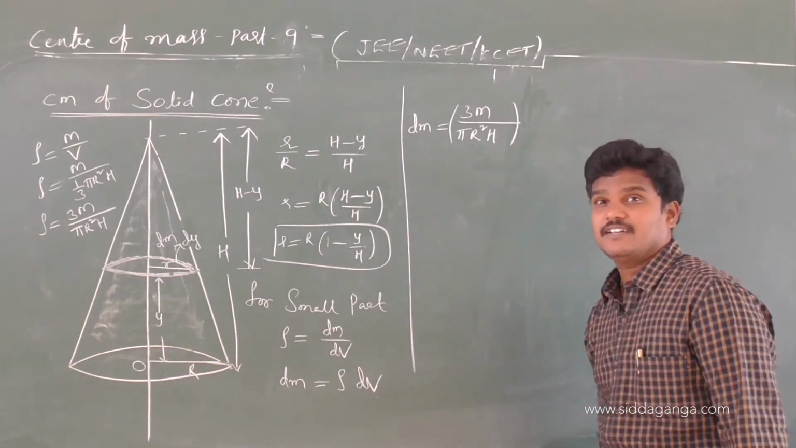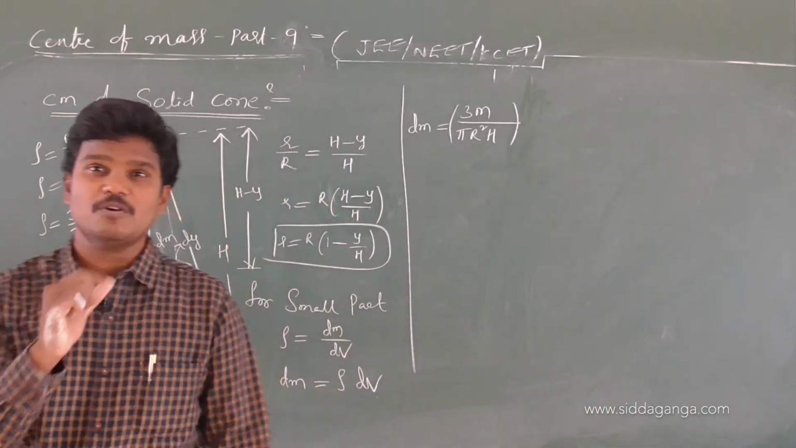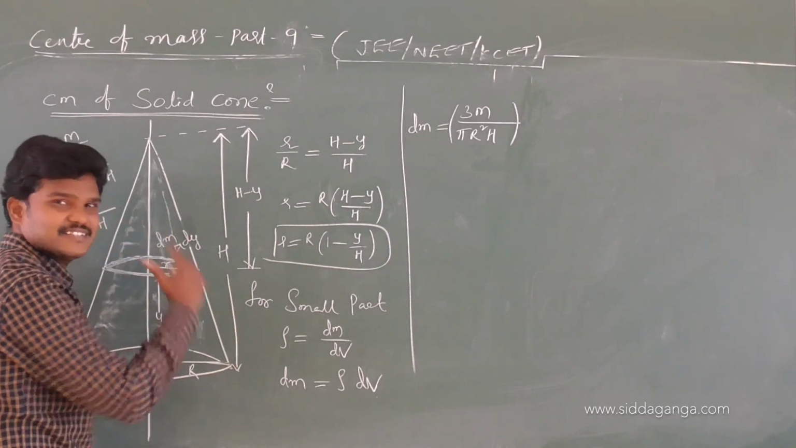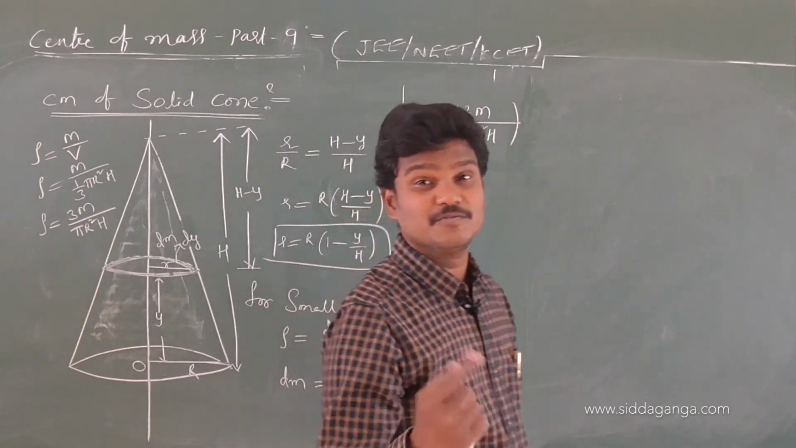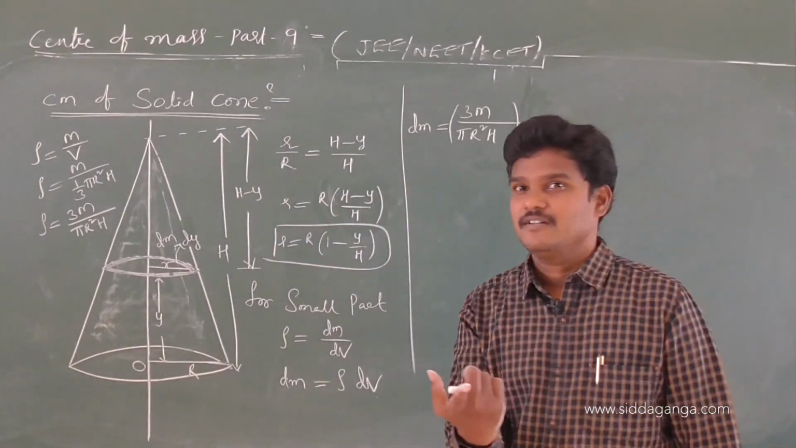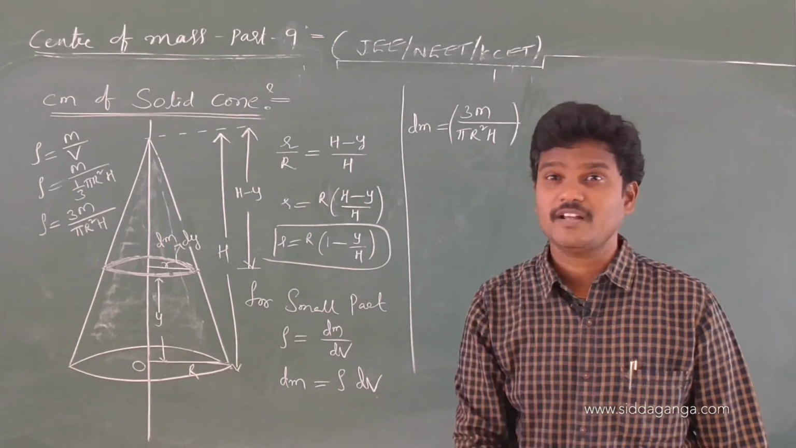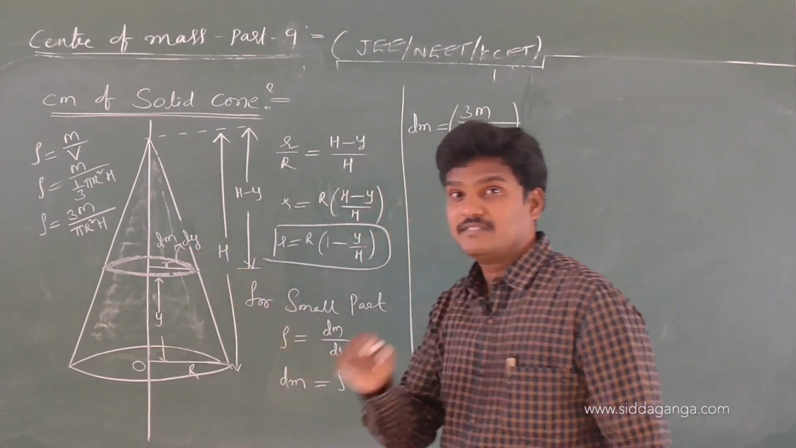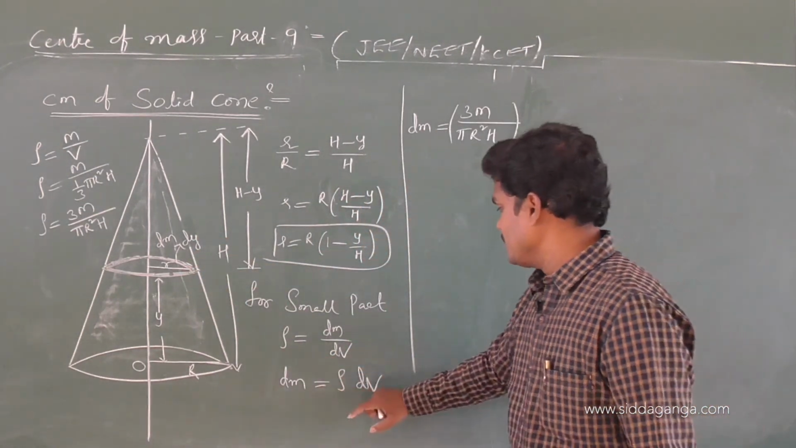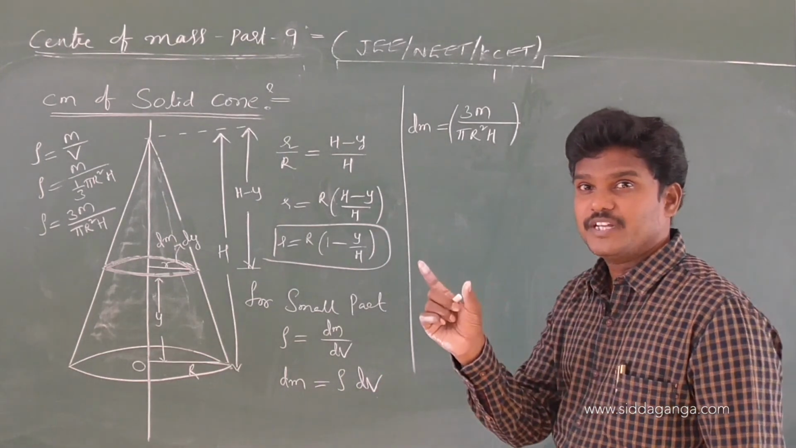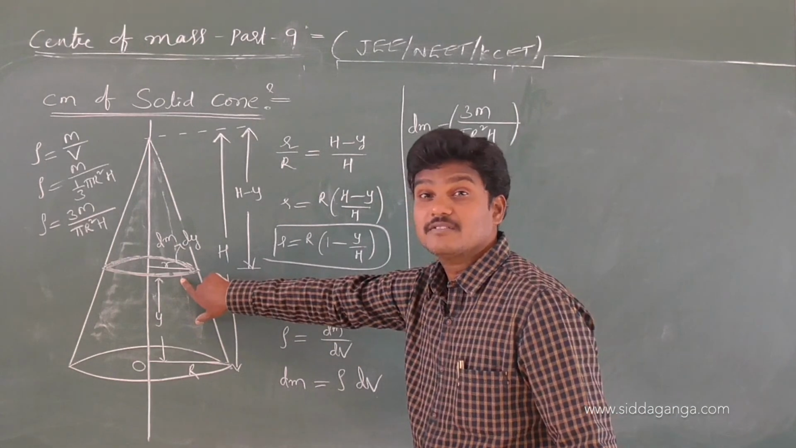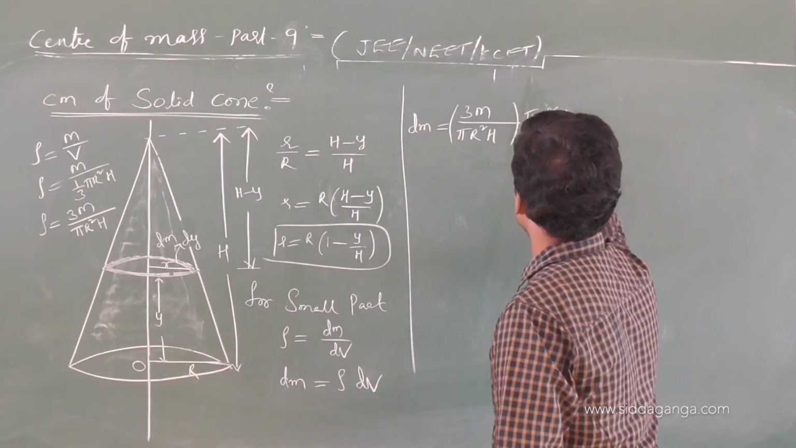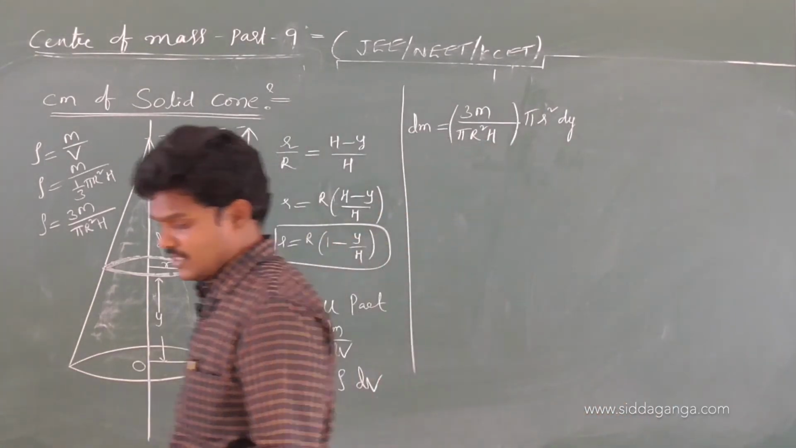What is dV? dV is the small volume of the disk, which is the area of the disk into thickness. Because that disk has thickness, that's why I am saying volume. Otherwise, with negligible thickness, the disk would have only area. Now I am using volume because the disk has some thickness dy. What is the area of the disk? Pi r square. So dV is pi small r square into dy.